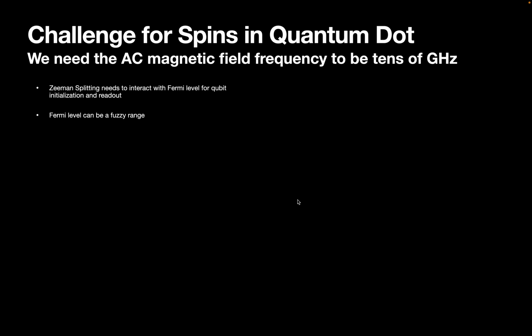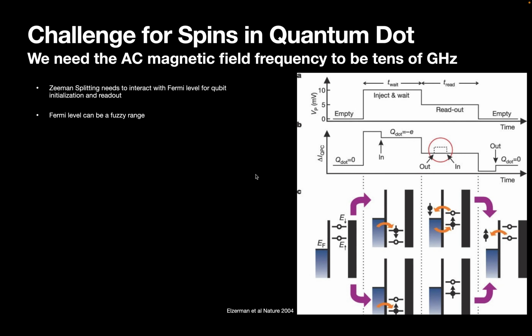It's because for spin initialization readout to work, we need the split spin state to interact with the Fermi level. And the Fermi level in reality is just a fuzzy little range instead of a clearly defined line like the picture displays here. So we want the Zeeman splitting to be large enough to include the fuzzy range of Fermi level. To do that, you'll need to increase the static magnetic field pointing along Z, which also increases your Larmor frequency. Typically, that puts it in tens of gigahertz.